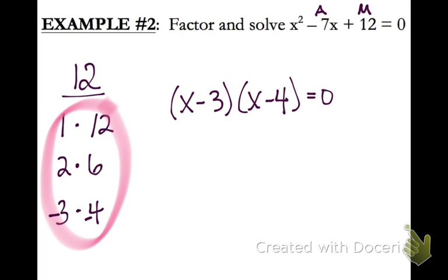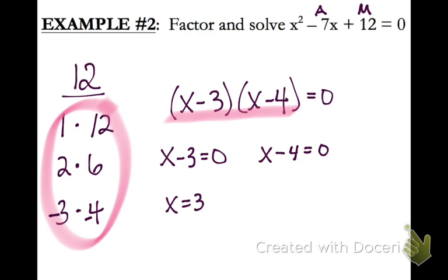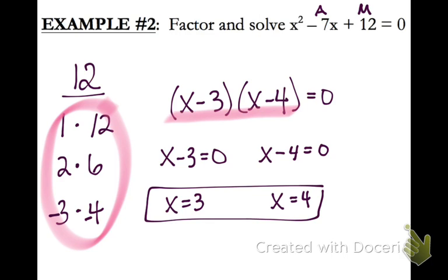Again, if the problem asks you to factor, this is your answer right there. X minus 3 times x minus 4. If the problem wants you to solve, you now need to set each of these equal to 0 and solve. So for the first one, I'm going to add the 3 over, I get x equals 3. For the second one, I'm going to add the 4 over, I get x equals 4. So my solutions are x equals 3 and x equals 4.